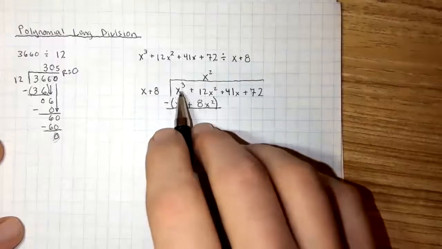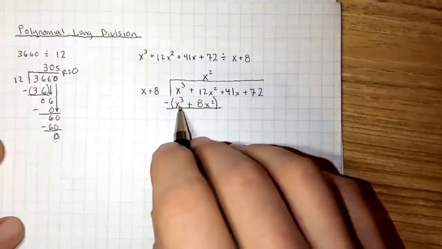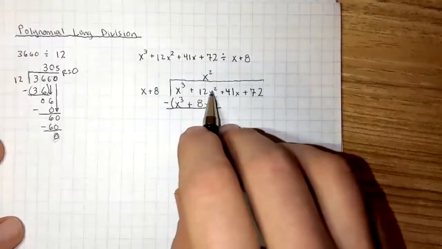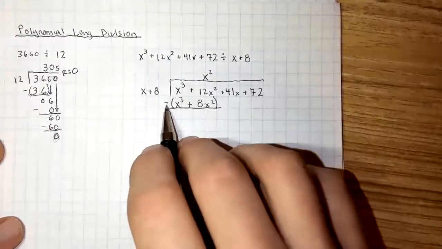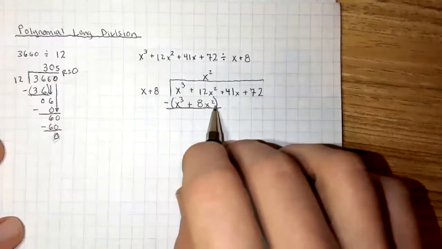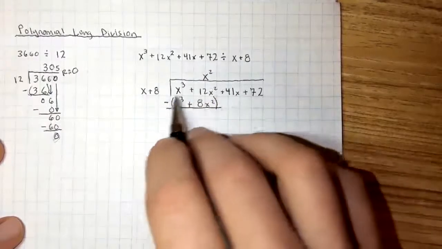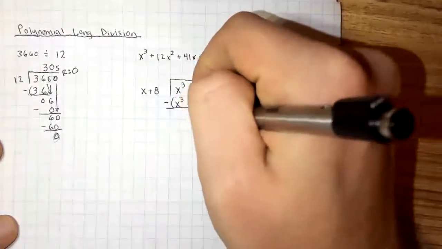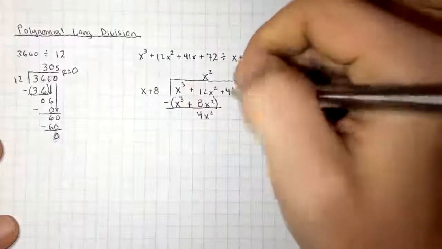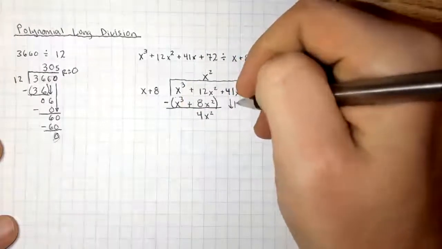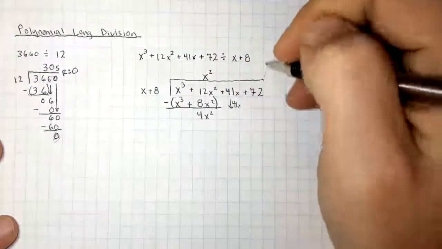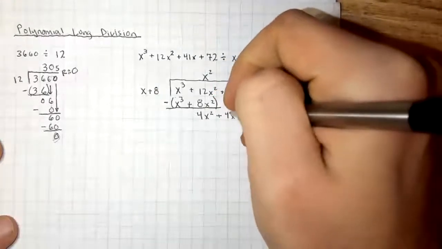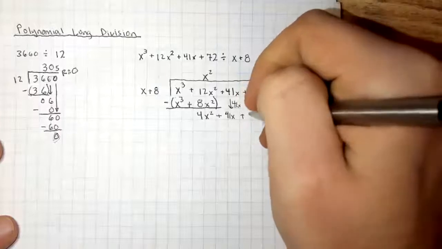So that said, x cubed minus x cubed, well, that's just 0. And then 12x squared minus 8x squared. It's not 20, it's 12 minus 8. So we are going to have 4x squared here. And then we can bring down all this other stuff. So we'll still have plus 41x and then the plus 72.